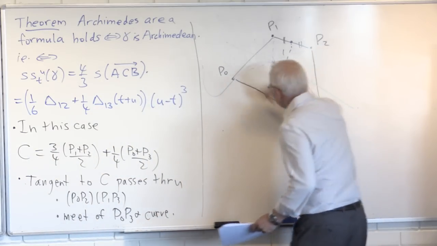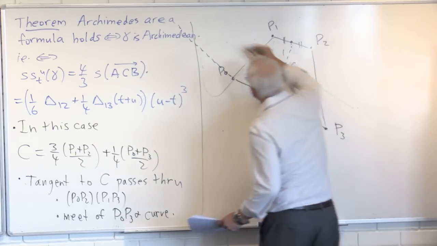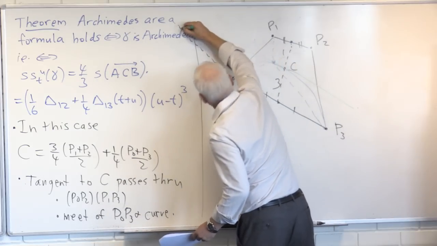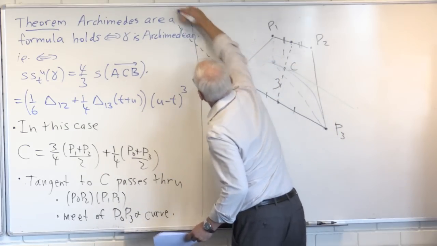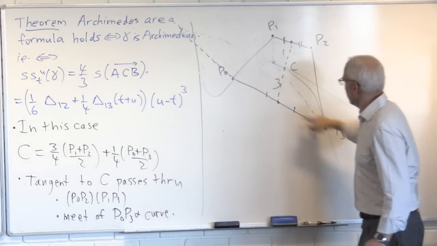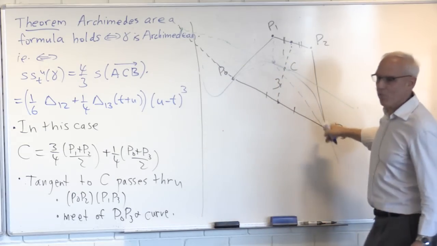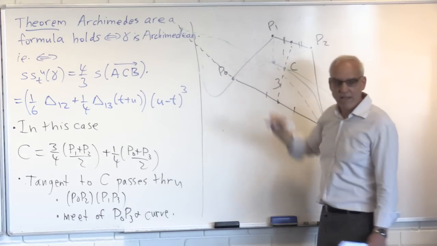In other words, if I extend this thing here, then where they meet is the third point on the cubic. There's the cubic. This line intersects the cubic in three points. That third point is where this tangent meets this baseline.